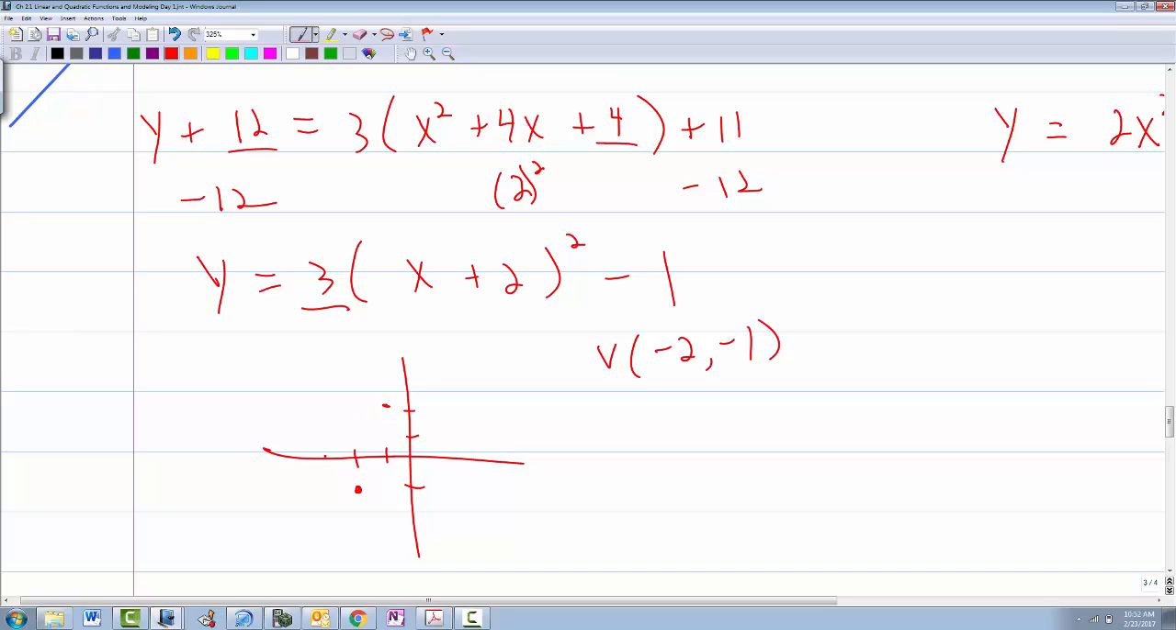What should I get when I plug in negative 3? 2. What's negative 3 plus 2? Negative 1 squared is? 1 times 3 is? 3 minus 1 is 2.